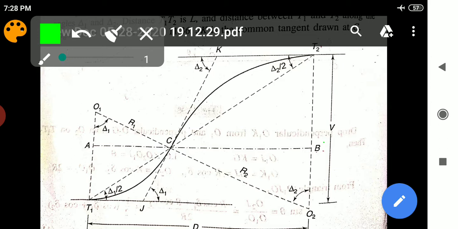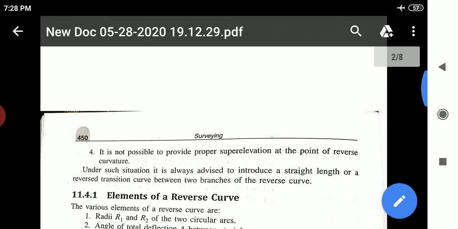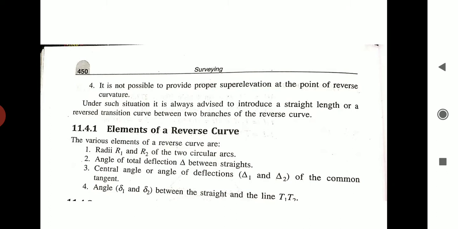Under such situations, it is also advised to introduce a straight length or a reverse transition curve between the two branches of the reverse curve. Okay. And having some elements of the reverse curve. So first elements are R1 and R2, two circular radii corresponding to circular arcs, and the angle, which is the deflection between the straights, and central angle or angle of deflection delta 1 and delta 2, and angles delta 1 and delta 2 between the two straights and the line of T1 and T2.